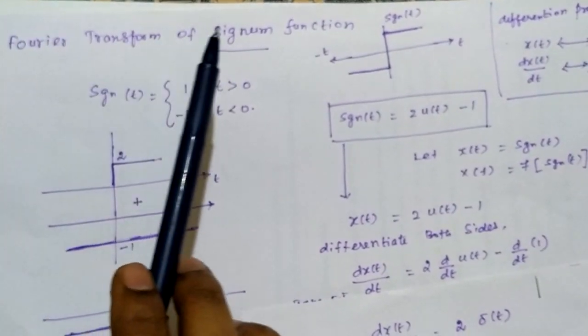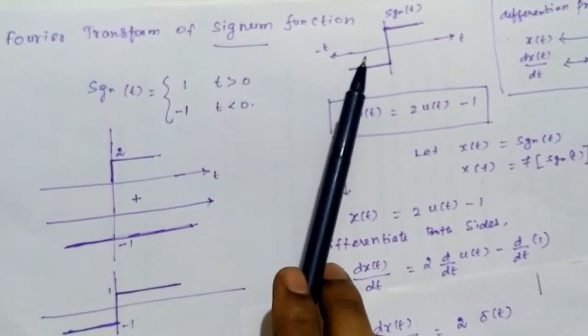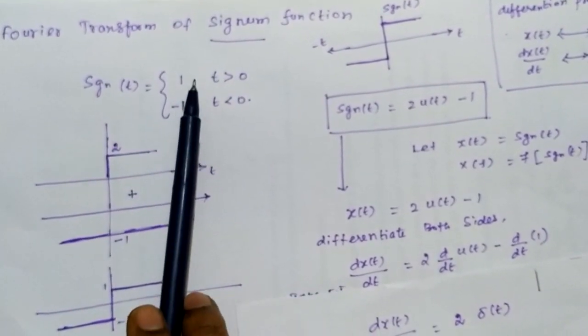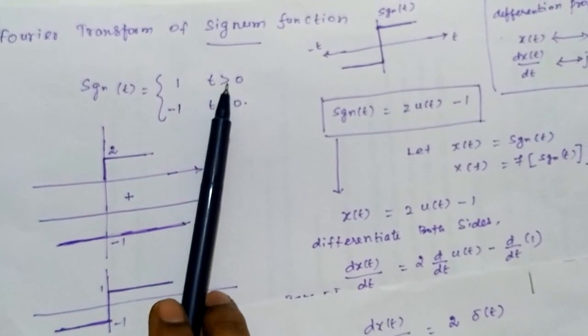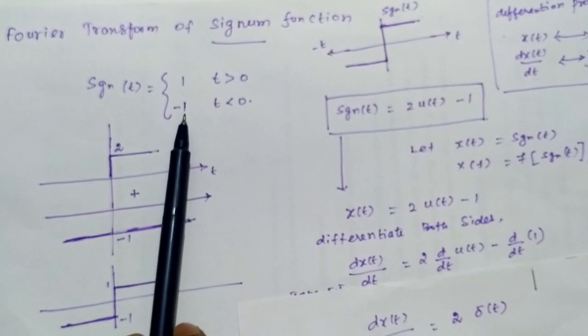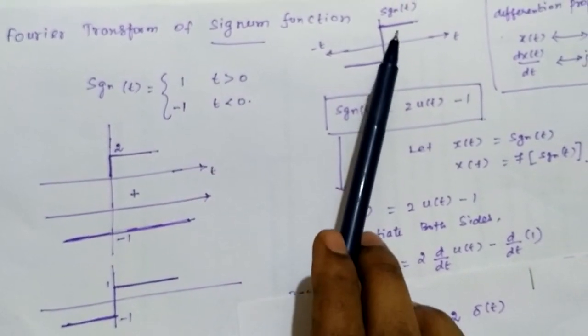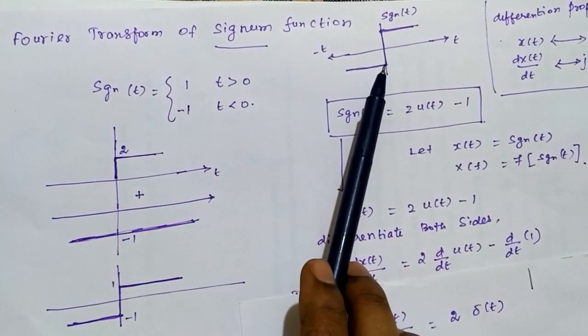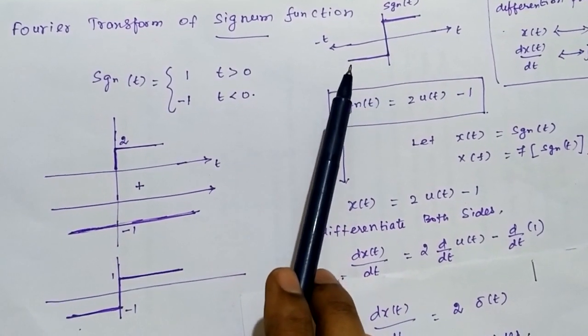Now the Fourier transform of the signum function. The signum function is represented like this: when time is greater than 0, the function value is 1, and for time less than 0, the function value is minus 1. So for positive time the function value is 1, and for negative time the function value is minus 1.